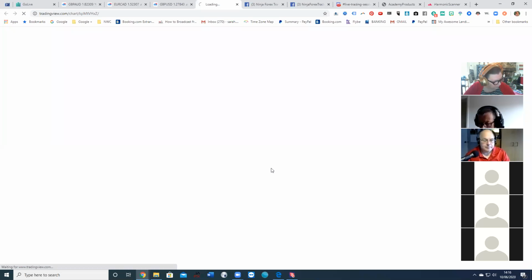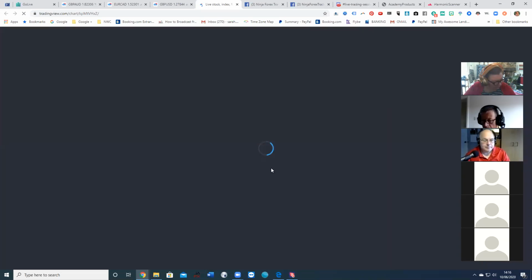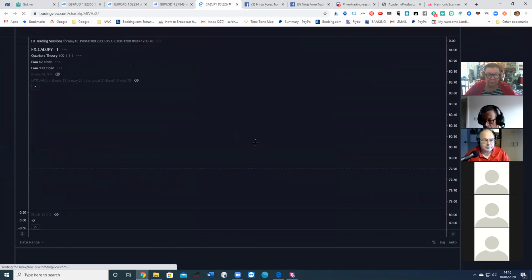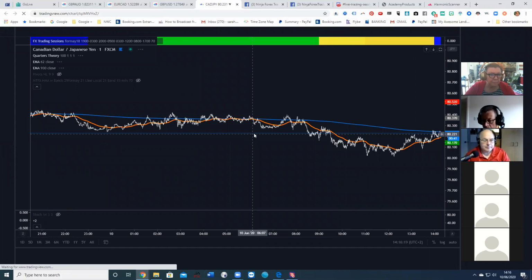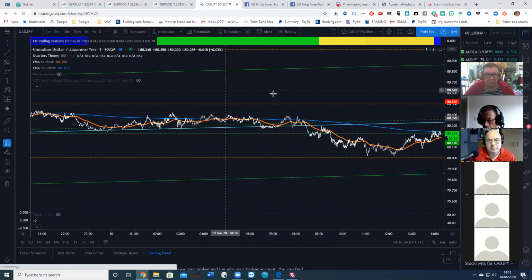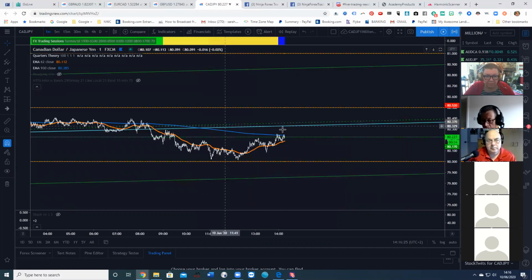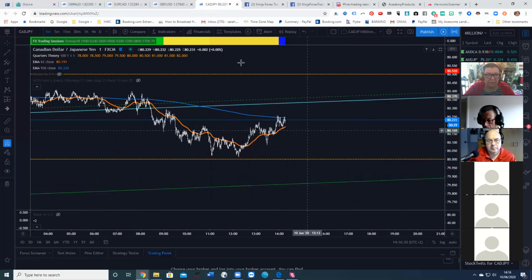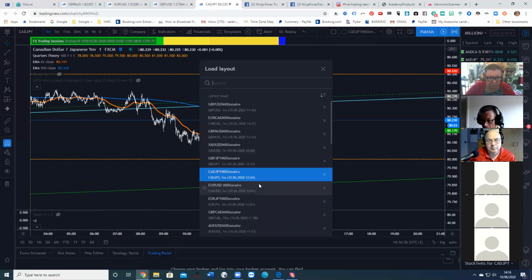CAD JPY, because Canadian dollar is a New York session pair. CAD JPY. So that pale blue line is my alert. I had that up there, but it's in the middle of nowhere. So there's nothing on that.